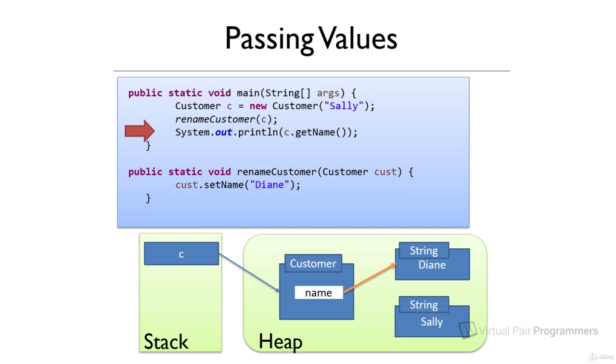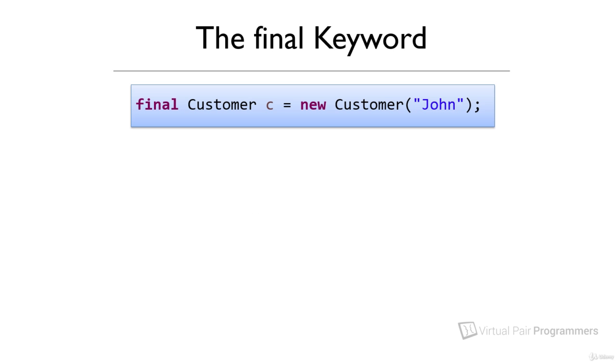I'd like to now go on and mention the final keyword. If you haven't used final before, then this keyword is used actually in two different ways. We can declare variables to be final, and that's the example I've got on screen here, but we can also declare classes and methods as final.